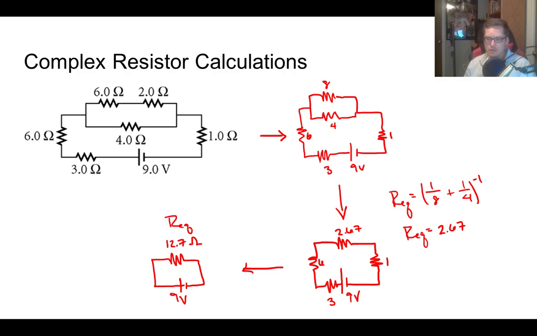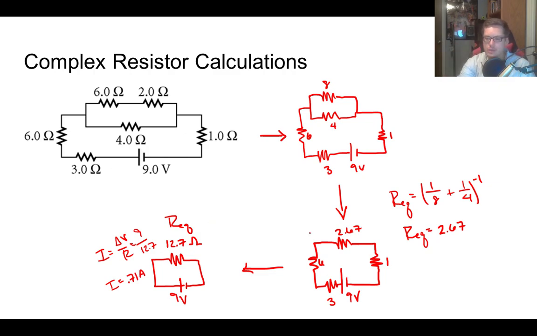That means the overall current here would be equal to I equals delta V over R. Delta V was 9, and our R was 12.7. So the overall current would be 9 divided by 12.7. All right, so we get 0.71 amps. So that's the current of the whole thing.